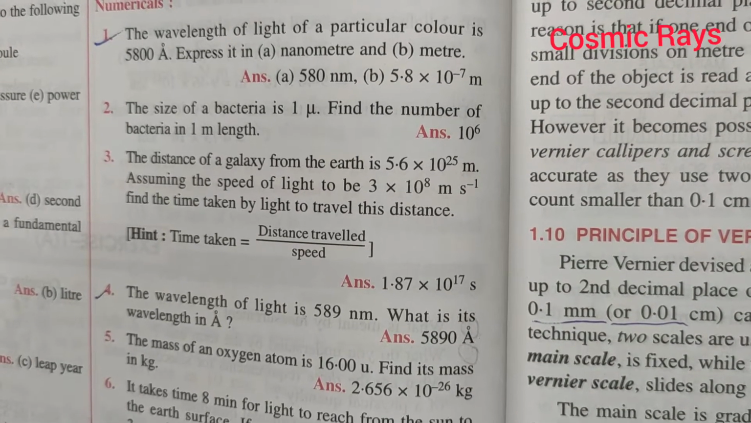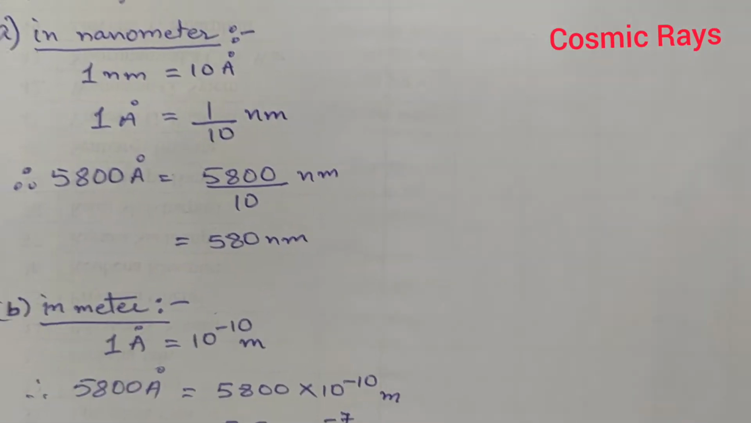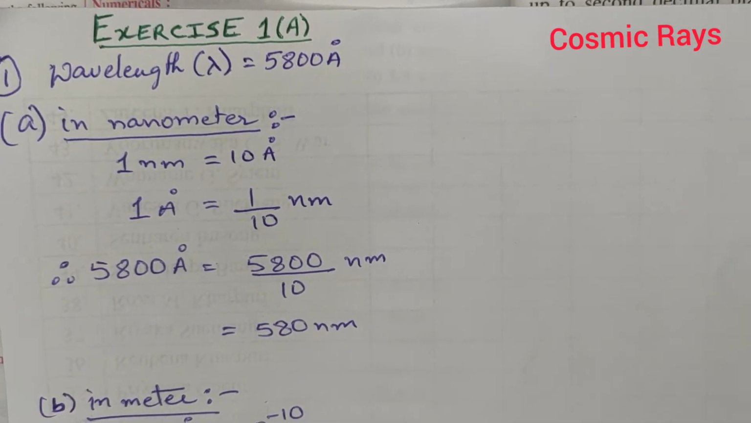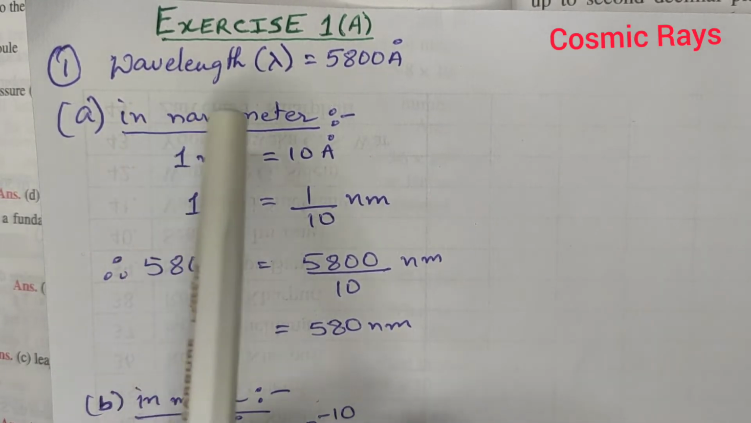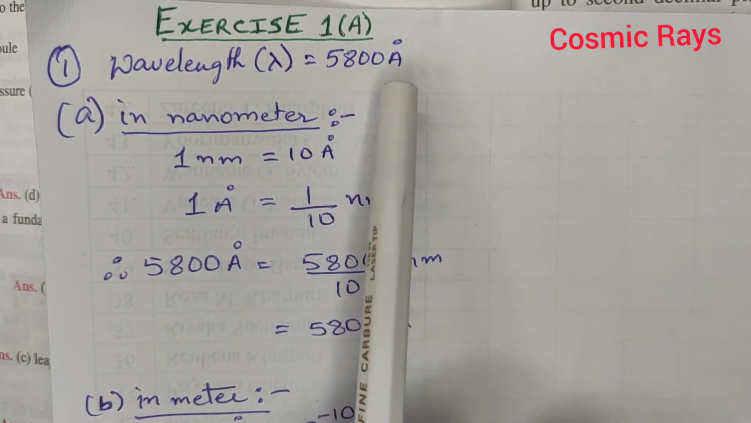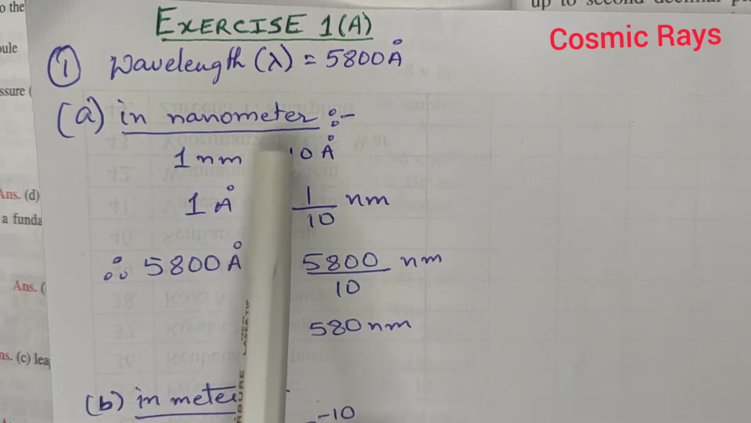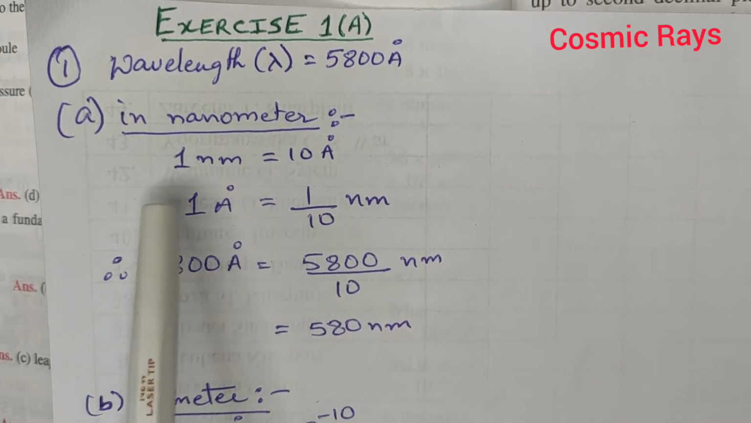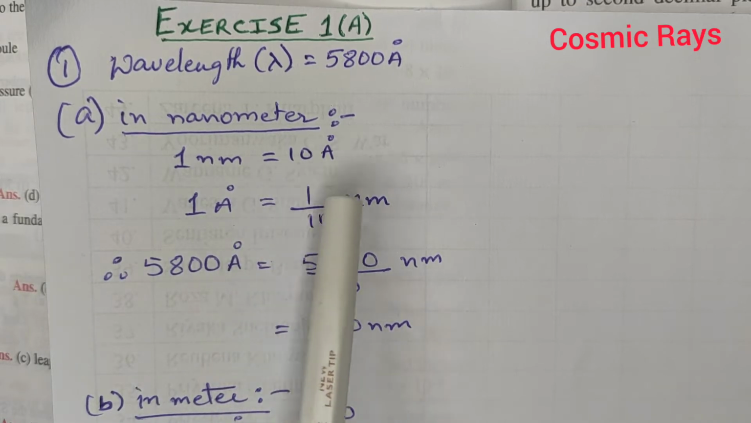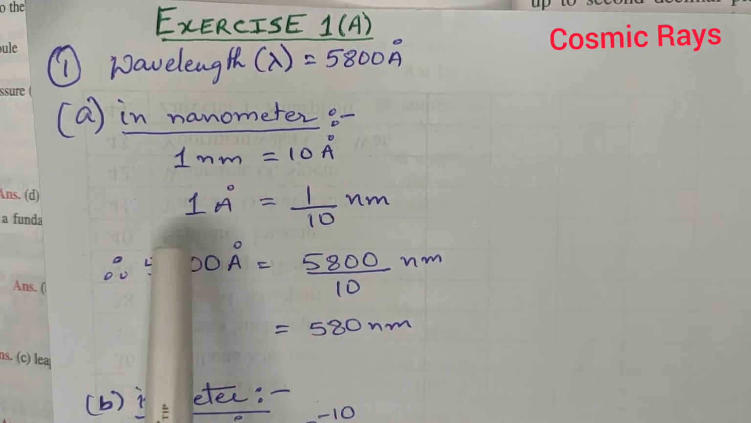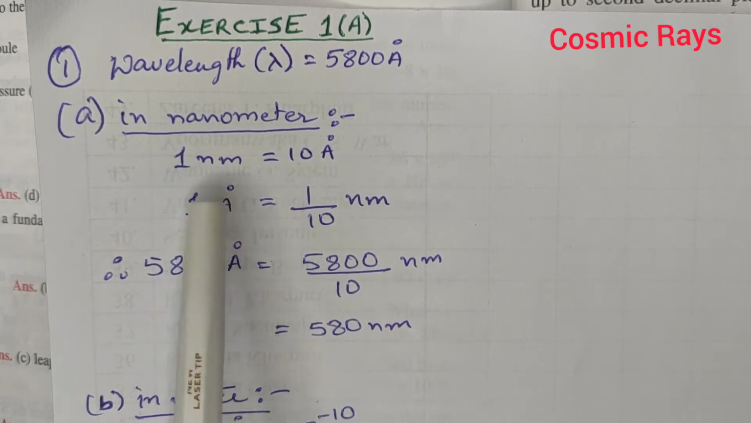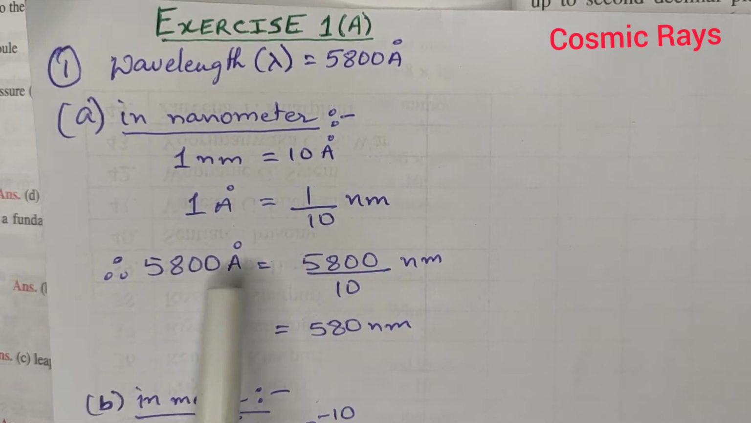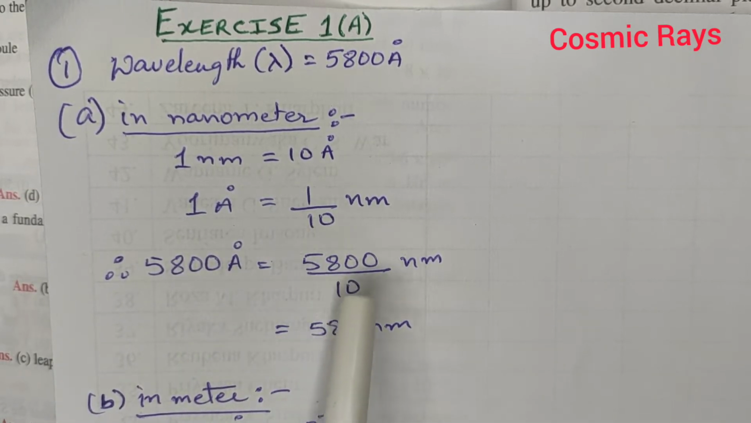So in this AV I have solved the questions beforehand so that we don't have to waste time writing it. So here wavelength is given to us as 5800 angstrom. We have to convert it into nanometers. So we know that 1 nanometer is equal to 10 angstrom. If you bring 10 this side, then 1 angstrom is equal to 1 by 10 nanometer. So if 1 angstrom is this much, 5800 angstrom would be 5800 divided by 10, and this is your answer.